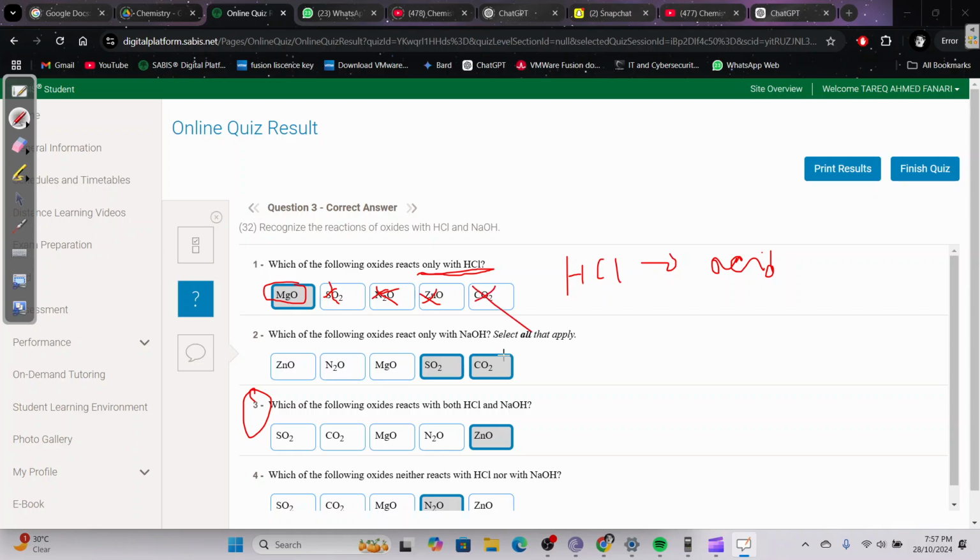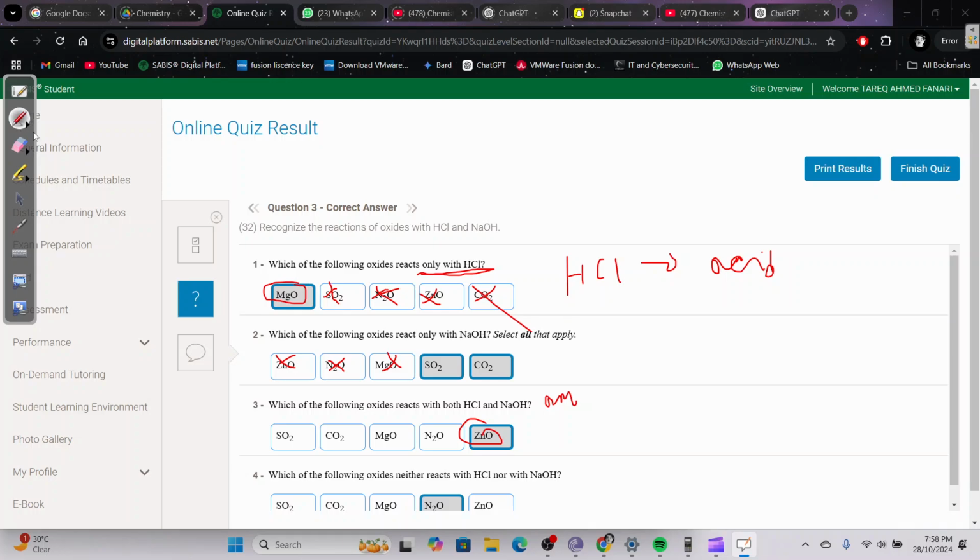Which of the following oxides only react with NaOH? Okay, NaOH means it's a base. Base means it's going to be an acidic oxide, which is non-metallic. So zinc oxide, amphoteric, no. Nitrogen dioxide, neutral, no. Or dinitrogen oxide, no. Magnesium oxide, this is basic, so no. And then these two are non-metals, so they're fine. Okay. Which of the following oxides reacts with both HCl and NaOH? This means amphoteric. So ZnO, nothing else here. If they had Al2O3 or lead oxide, PbO, that's when you would choose another one.